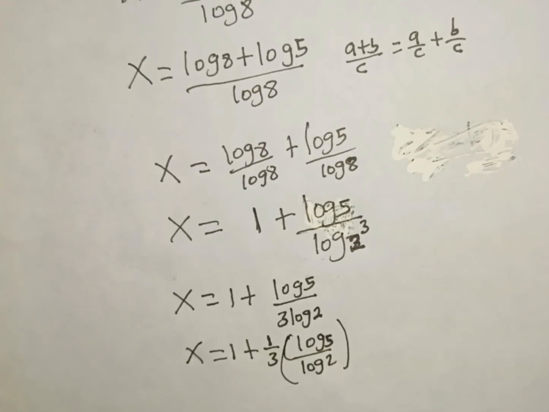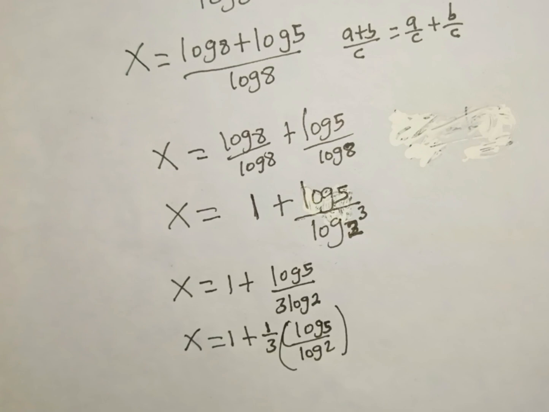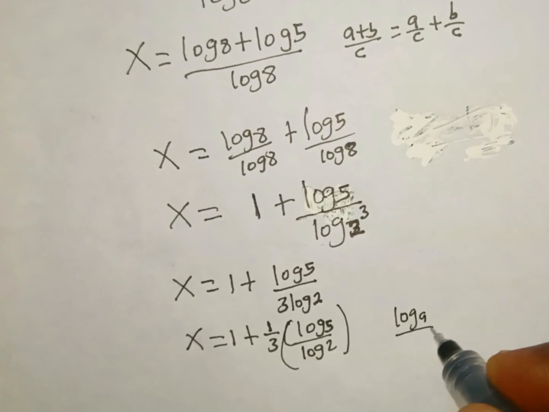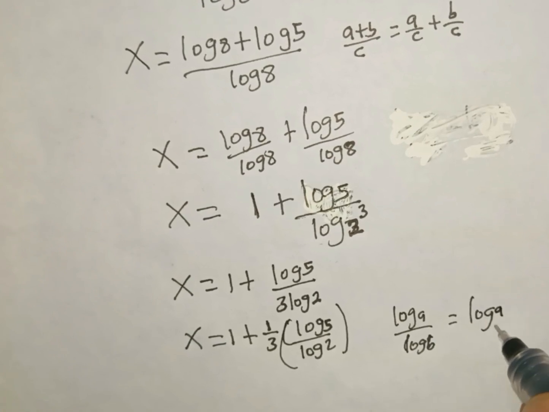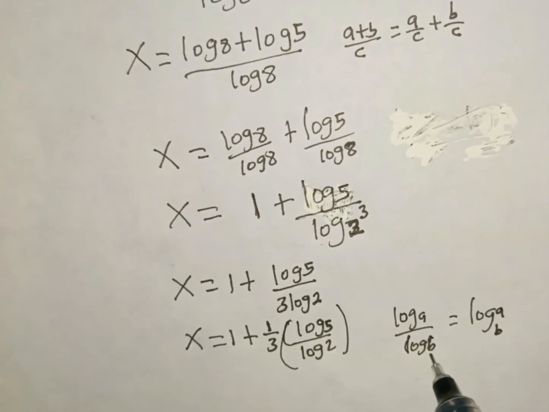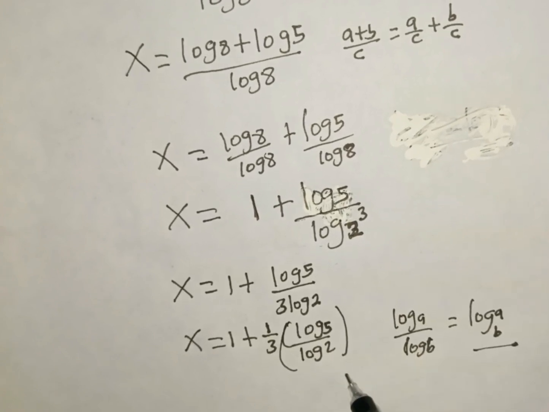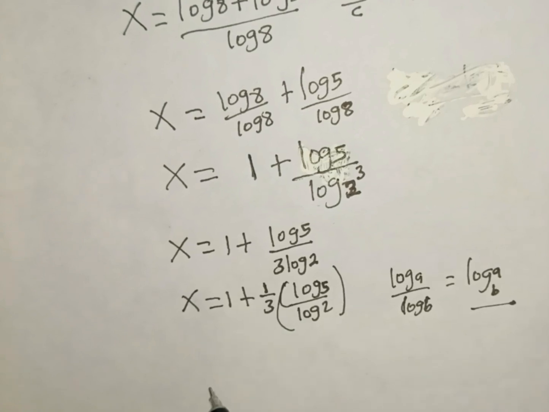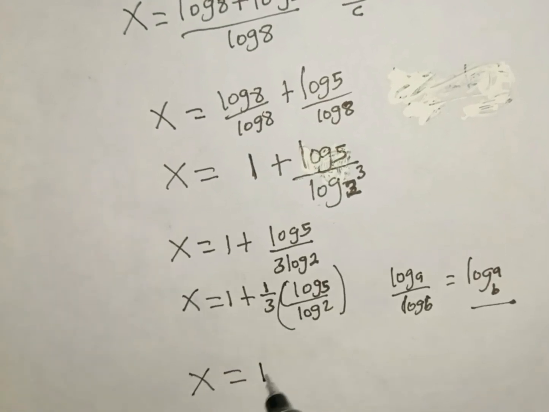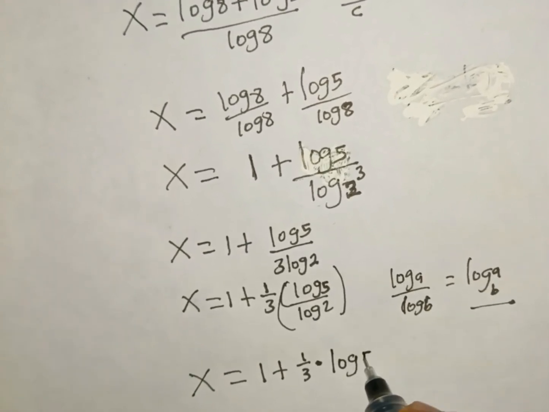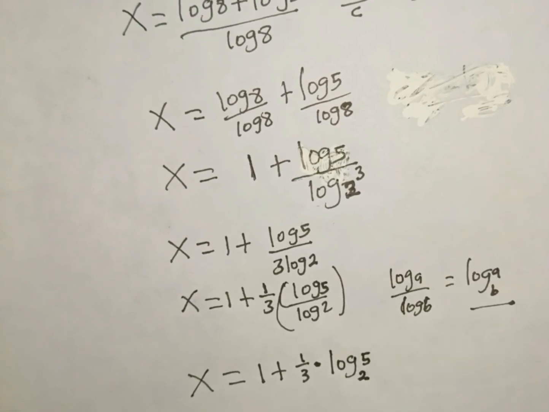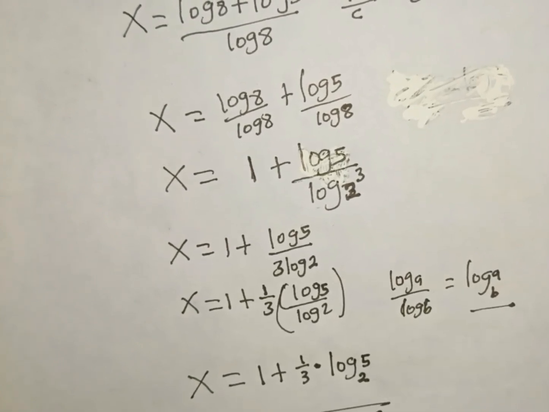Now inside this bracket, we are going to apply the property called change of base. If we have log of a over log of b, this is the same as log of a to the base of b. So as you can see, log a over log b is in the form of this bracket. So we're going to change into this form where a represents 5 and b represents 2. So finally, we're going to have x equal to 1 plus 1 over 3, multiplied by log of 5 to the base of 2. So here is the value of x that will satisfy this exponential equation.